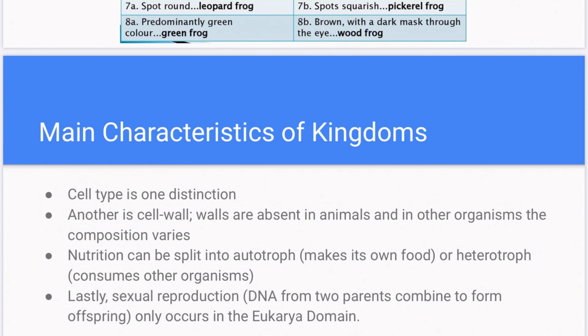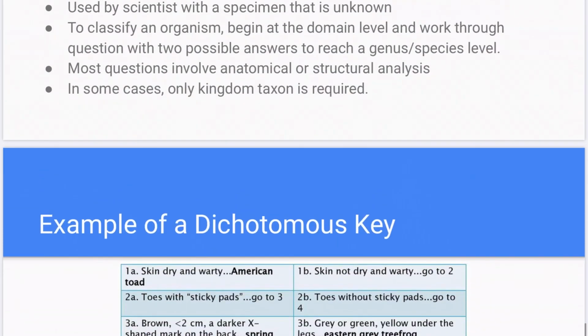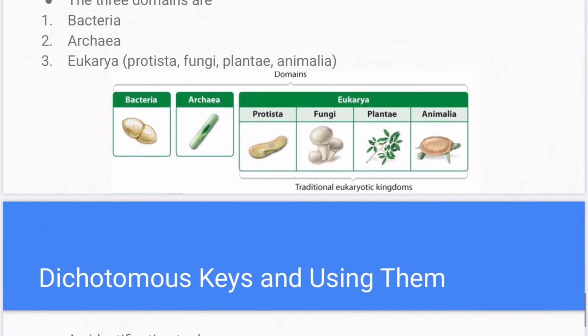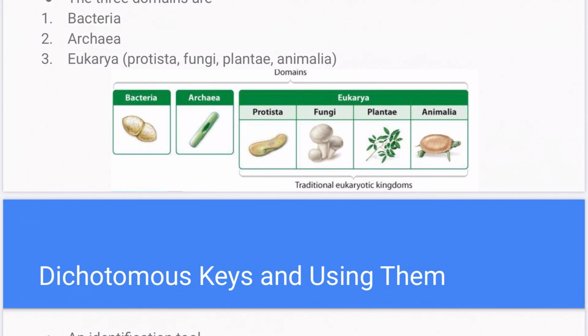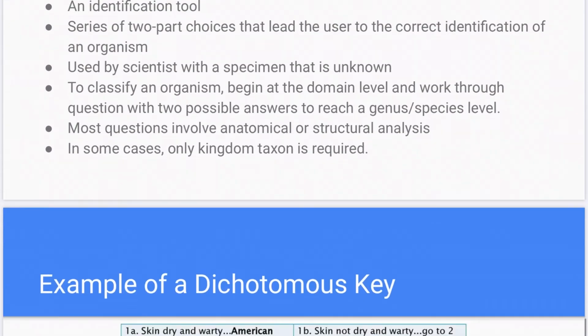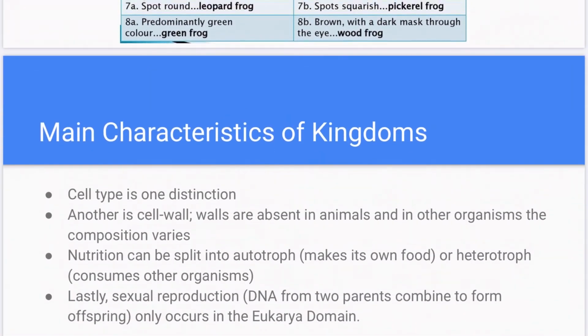And then lastly, they look at sexual reproduction. DNA from 2 parents combine to form offspring. This only occurs in that eukarya domain. They are the only ones who sexually reproduce. So I'm going to go back a little bit into that domain slide. It's only actually fungi, plant, and animalia who sexually reproduce. They take genes from a mom and a dad, or 2 parents, and combine to form a new offspring. All others reproduce asexually. That's pretty much it.